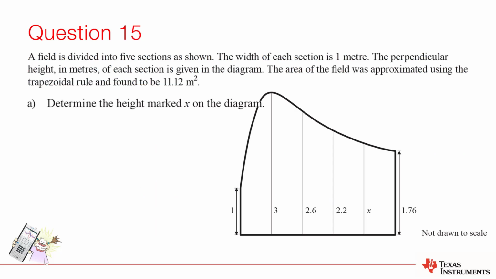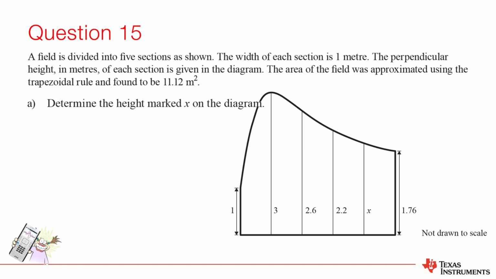What we've got here is a field divided into 5 sections as shown. The width of each section is 1 metre. The perpendicular height in metres of each section is shown in the diagram there. And that area is approximated by the trapezoidal rule, and it's found to be 11.12 square metres. Okay. So what's the formula for the trapezoidal rule? Obviously we want to find that unknown height x there.